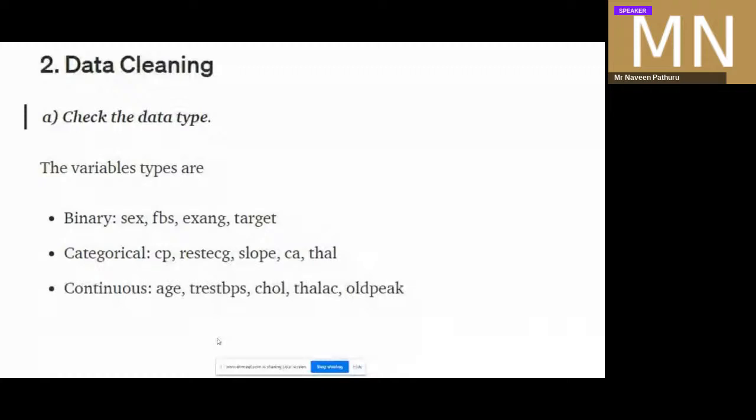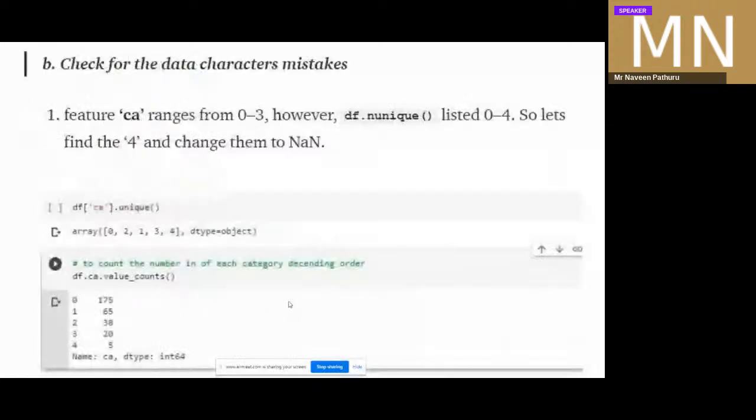So check the data types. So now here is the binary: sex, blood sugar, exang, target. These are binary, meaning they have 2 values: yes or no, 0 or 1, true or false, on and off, and things like that. So these 4 variables need to be binary according to our understanding. Categorical is when you have more than 2. CP, rest ECG, they're also textual data, but there are more than 2 values. So we need to go back and tell Python. And continuous means these are numeric. Only 5 columns are numeric among the 14 columns we have here, guys.